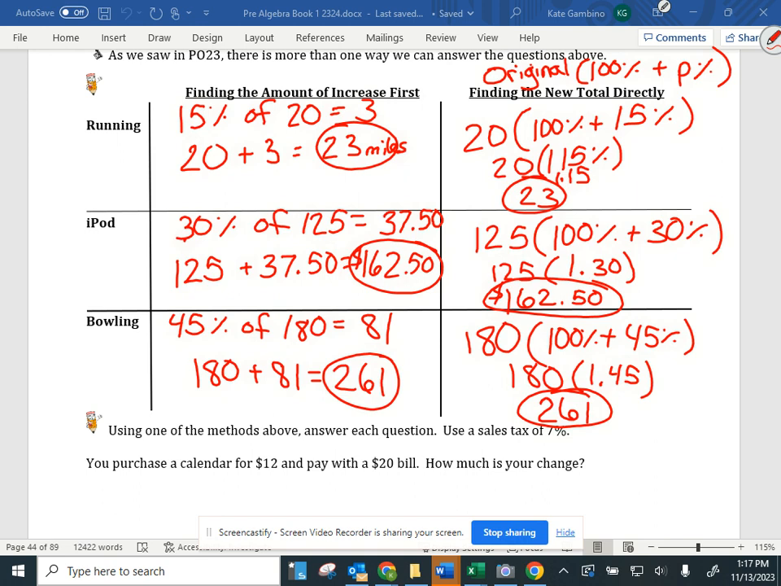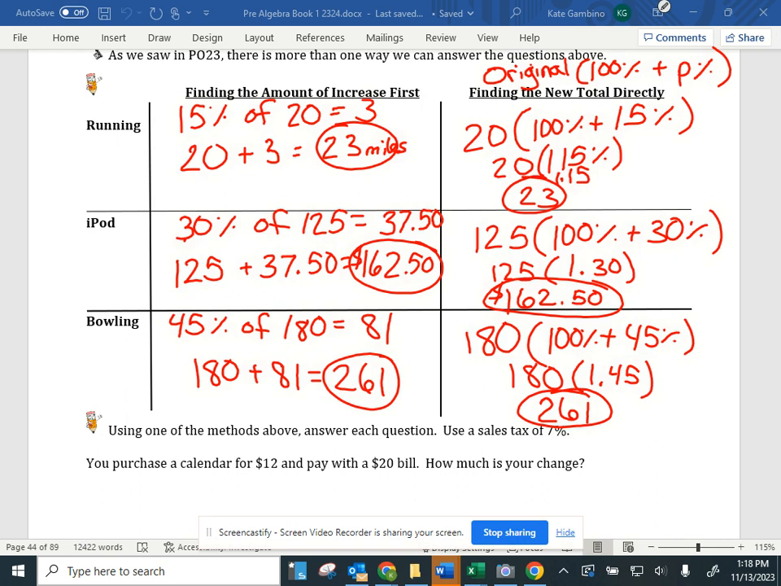So, there are two different methods. Some of us go, oh, I really like this method. This works easier for me. This method speaks to me. This makes more sense to me, adding on as we increase it. It doesn't matter which one you use. We get the same answer. Whichever one makes sense to you, pick that one. If they both make complete sense, just pick one. We only have to use one method. So using one of the methods above, we're going to answer each question.